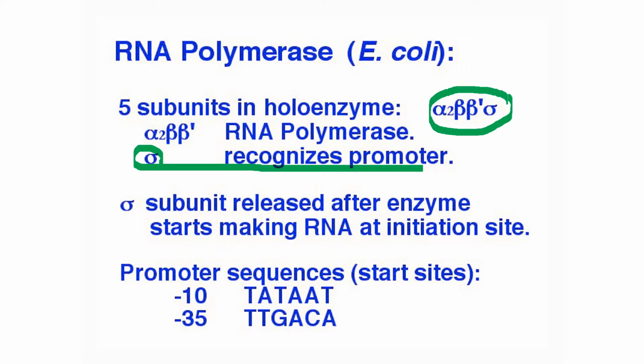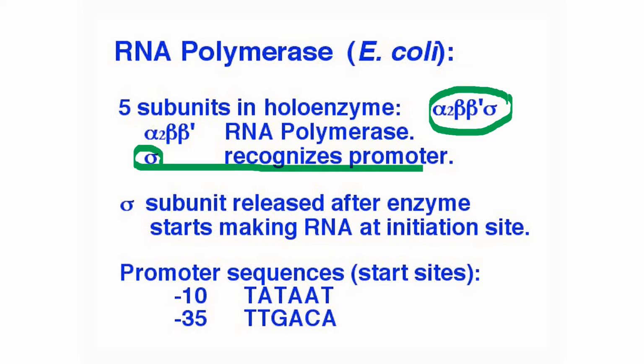That sigma subunit is released after the enzyme starts making RNA at the transcriptional start site. So the sigma subunit can be characterized as a transient component. It is responsible for recognizing promoter sequences, and the core complex can't start transcription at promoter sites without that sigma subunit. So the sigma subunit contributes to initiation in two ways.